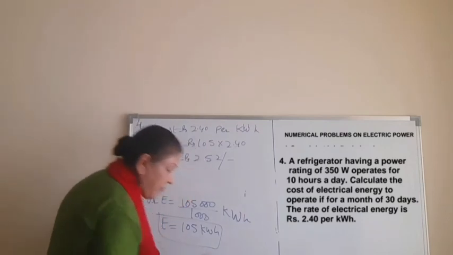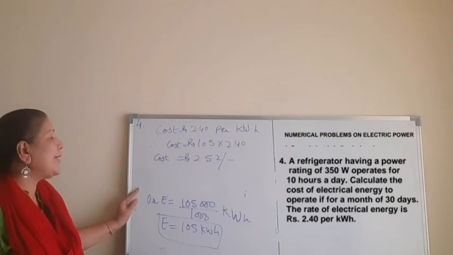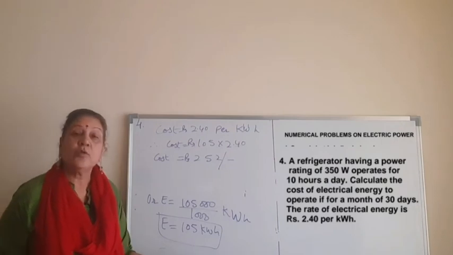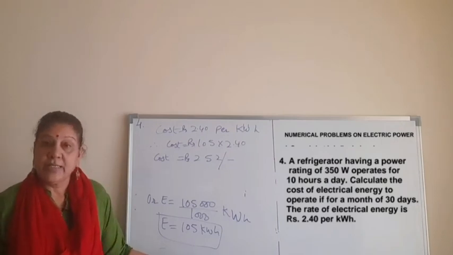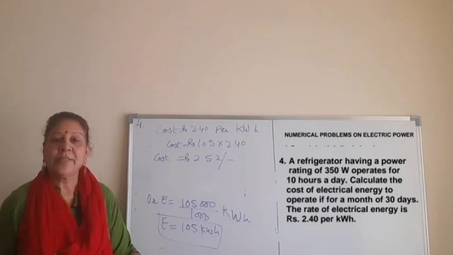So rupees 252 is the cost for running a refrigerator 10 hours per day for 30 days. So rupees 252 is the total cost if the refrigerator is used for 10 hours a day for 30 days. So this is the solution for the fourth question. I hope it's clear to you.